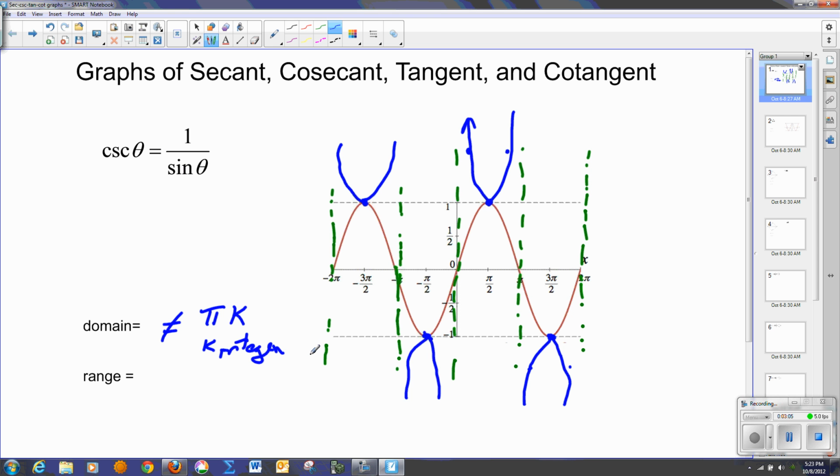The range is all the possible y values. Now you see the blue goes up forever and down forever, but it stops at 1 in the upper portion and it stops at negative 1 in the lower portion. So I can say the range goes from negative infinity to negative 1, and that's included, in union with 1 to infinity. And that's my range. Let's look at the next graph.